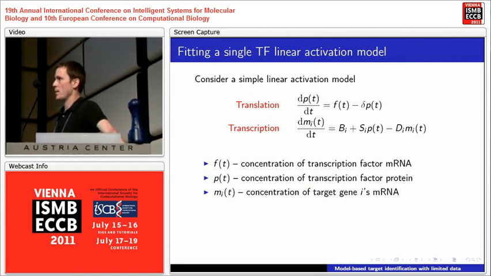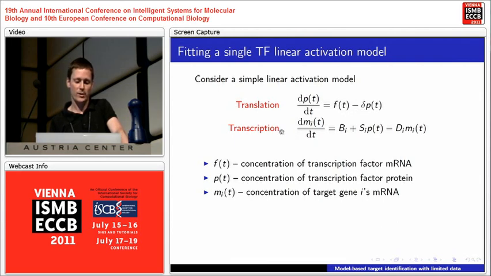So the simplest kind of model I'm going to talk about is this single transcription factor model. And it has two layers. So the first layer is the translation layer, where we have some transcription factor mRNA, and that's translated into a protein. And the rate of producing the protein is proportional to F here, which is the transcription factor mRNA, and then there's some protein decay rate, delta.